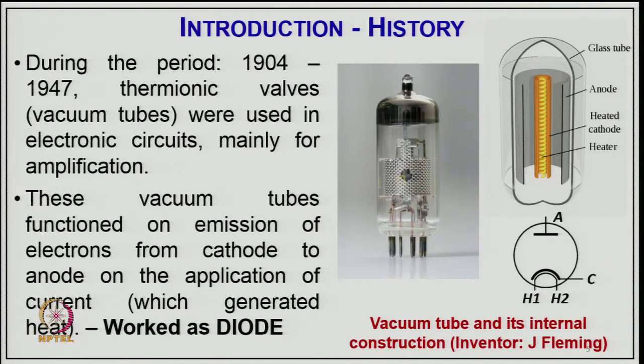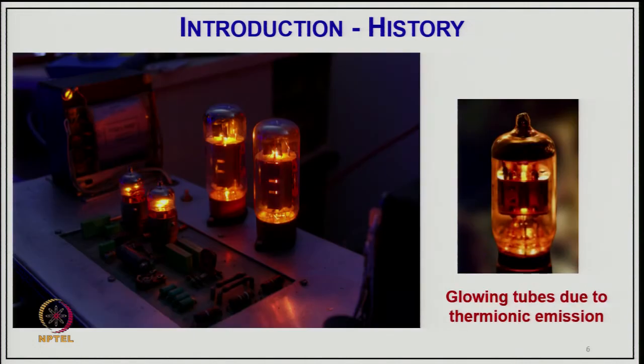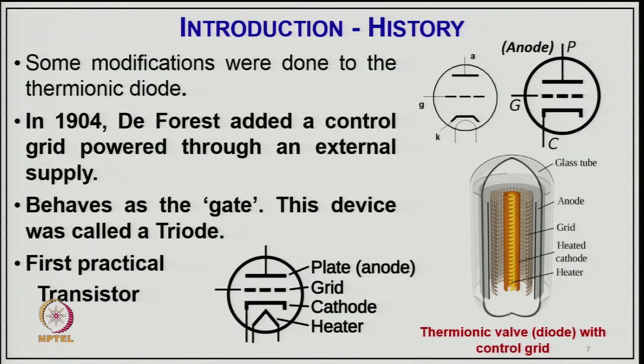We discussed already the vacuum tube and the internal junction; this was invented by J. Fleming, the basic operation, and one of the applications was the glowing tube due to thermal emission. And later on, of course, some modifications were made in the thermionic diode.